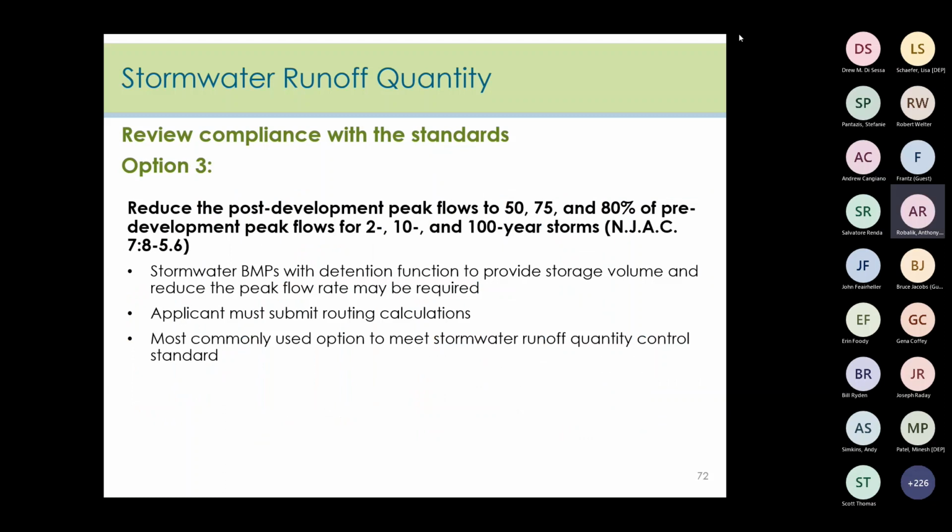So we won't be covering option 2 as that was previously covered, and skip ahead on to option 3. Option 3 is the most commonly used, although it doesn't mean that we don't see errors in its use. This option requires use of stormwater BMPs with a detention function and outlet control structure to attenuate flow.